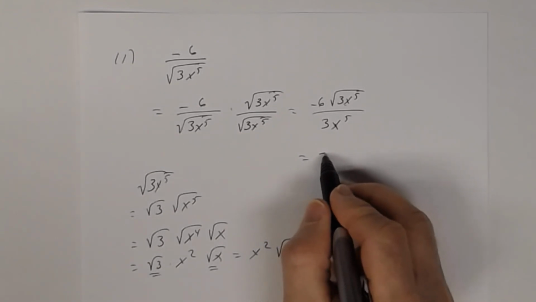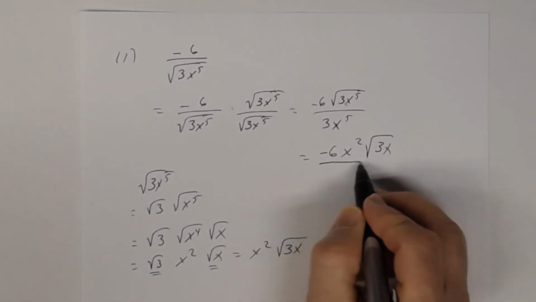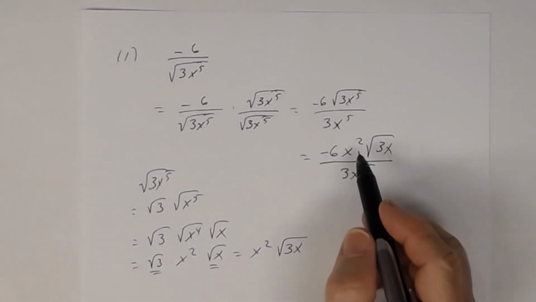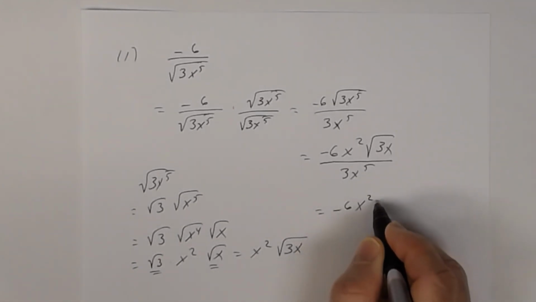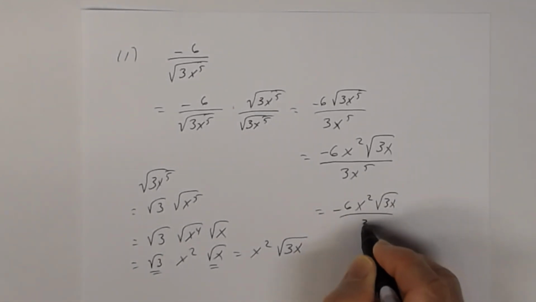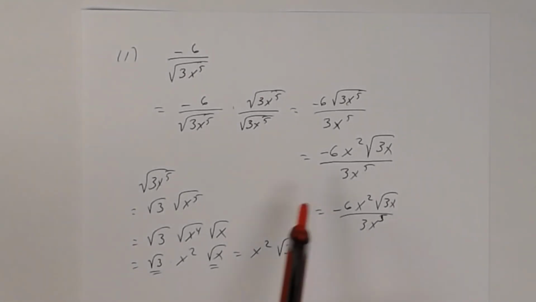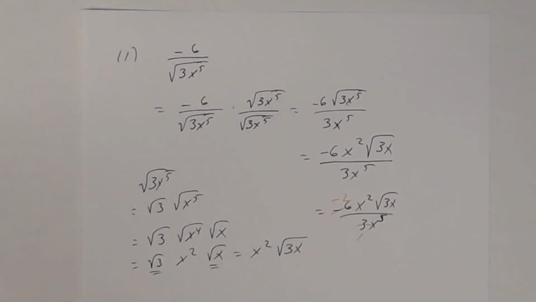And so that's the numerator. So I get negative 6 x squared square root of 3x divided by 3x to the fifth. Then we've got to reduce. So you see that negative 6 and 3? Let me go ahead and rewrite this over. So you see that that's a 5. You see that the factors are negative 6 and 3, so you can reduce. 3 into 3 is 1. 3 into negative 6 is negative 2, isn't it?